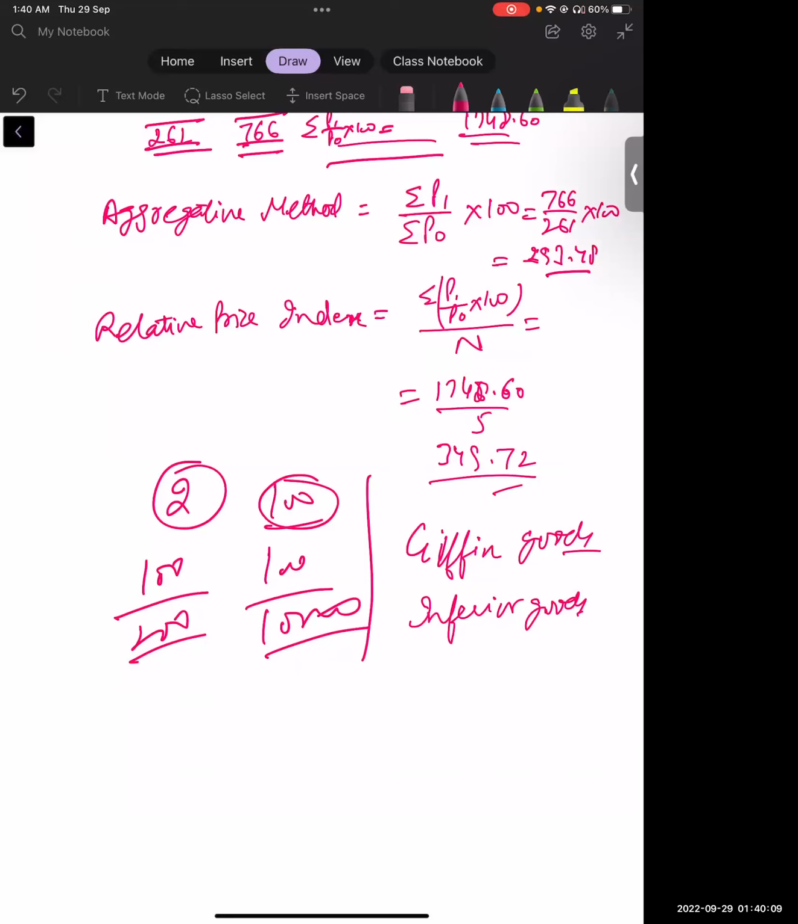Another example is, suppose I am a very poor person. There are three kinds of milk coming into the market. One is double toned milk, another is toned milk, and the third one is full cream milk. You know what toned milk is? You know what milk is?